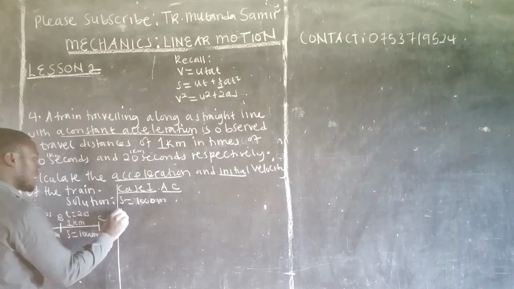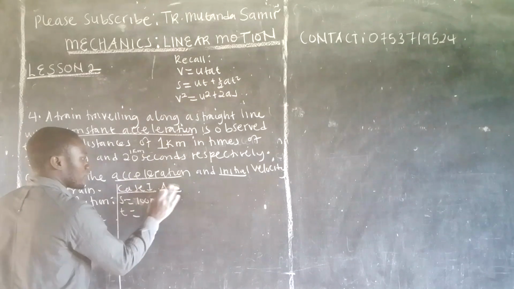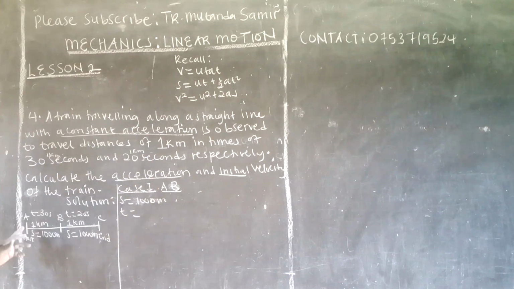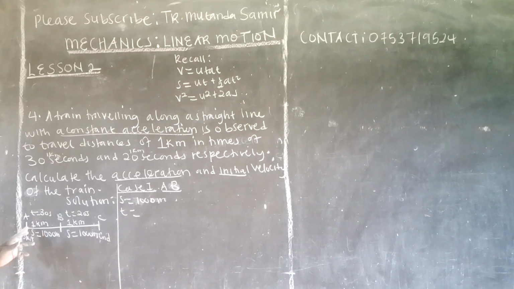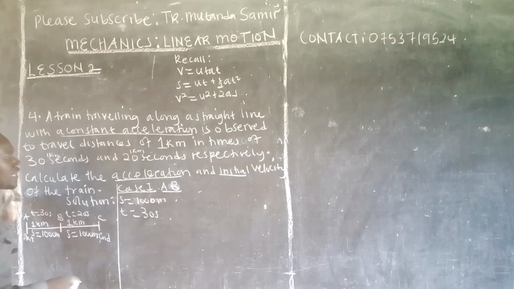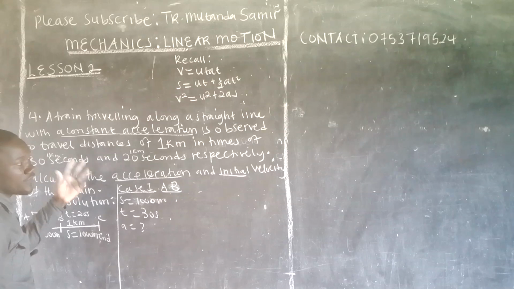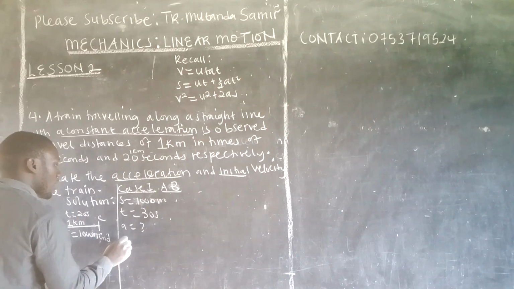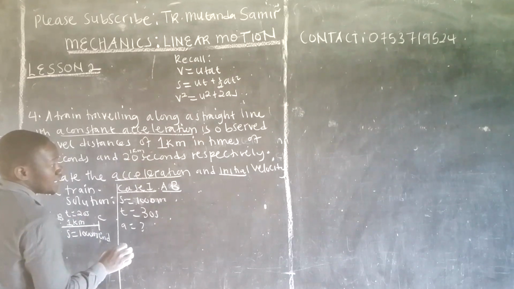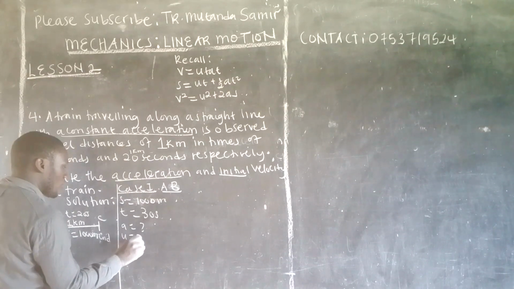Our time in case one, let's start with AB. That is AB. So from A to B, distance covered is 1,000 meters. Then the time T is 30 seconds. Then what are they asking for? They're asking for the acceleration A, we don't know. It is constant for both of them since this is one vehicle, or a train. Then the initial velocity is the same because it is one train. It all started from here. Therefore, the U we don't know.